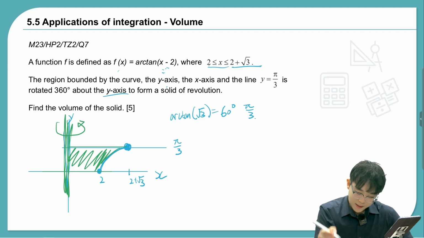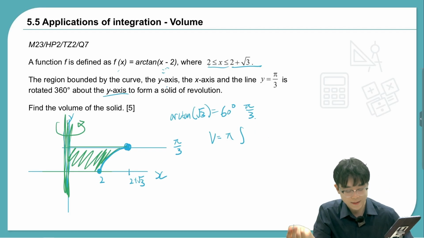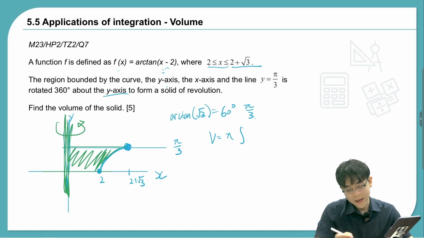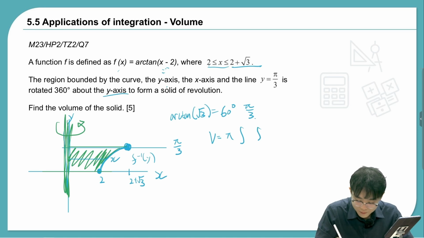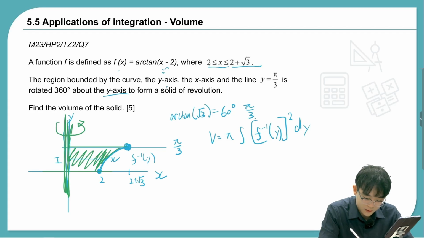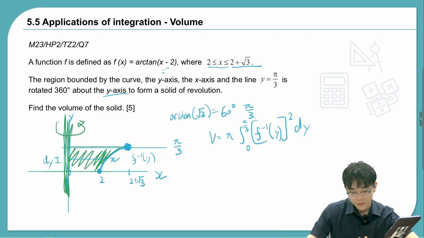So you got to be careful because you can't just use V equals pi integrate f of x squared, right? Because that's only for rotating about the x-axis. Since we're rotating about the y-axis, we would have a radius as x, or f inverse of y. So we'd have f inverse of y squared dy, right, for some minuscule thickness, dy here. And then we would go from y equals 0 to y equals pi over 3. So we have the boundaries for the y value. Okay, so this is the expression that you have to evaluate. Okay, so that would give you the volume.